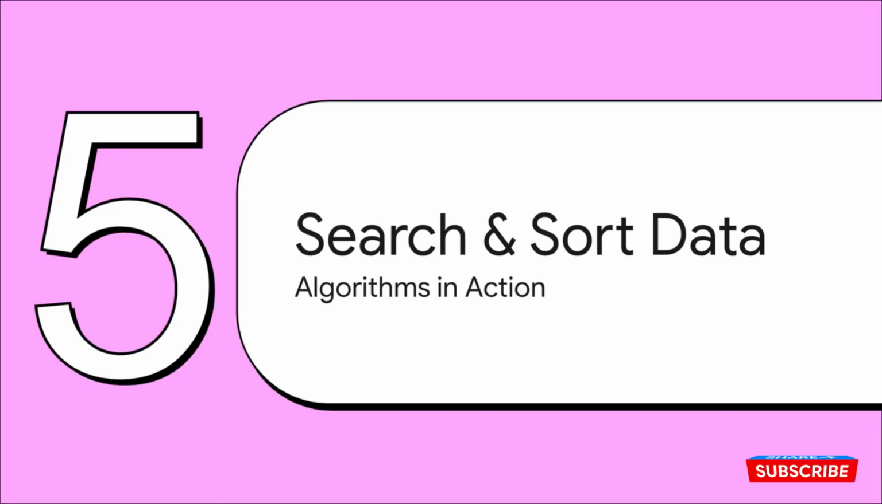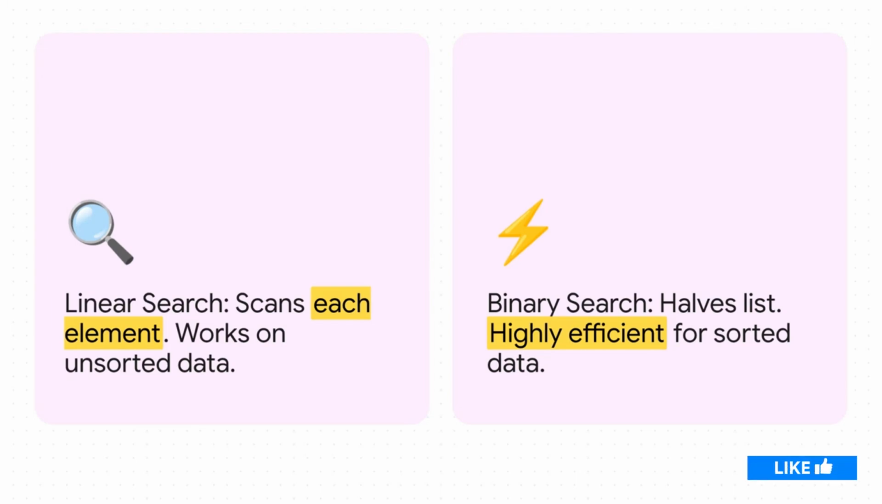Finally, Section 5, Searching and Sorting Data. When it comes to searching, we usually look at 2 main methods: linear search and binary search. A linear search is super simple. It checks the first item, then the second, then the third until it finds a match. It works perfectly fine on unsorted data, but man, it is slow.